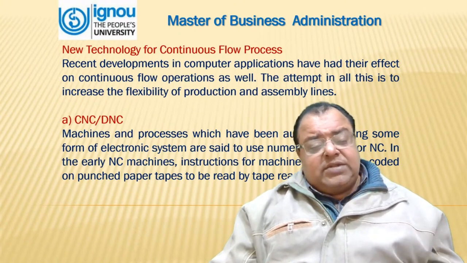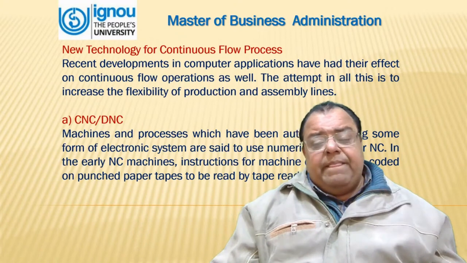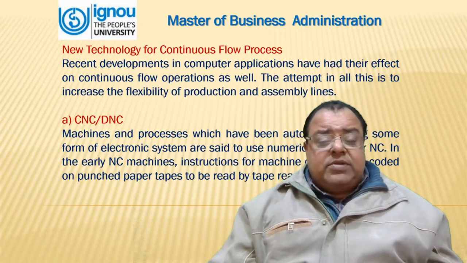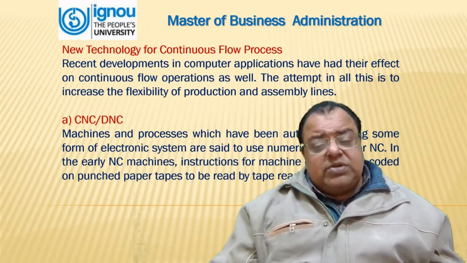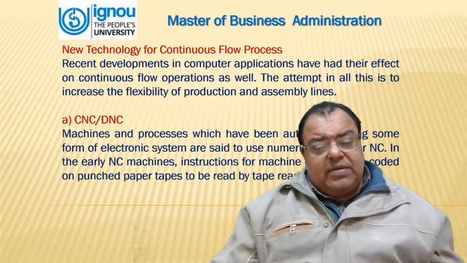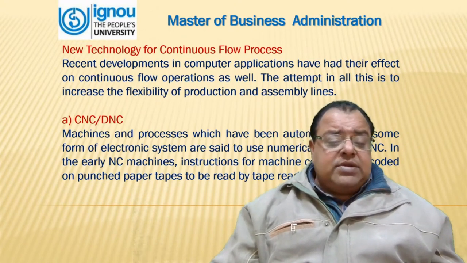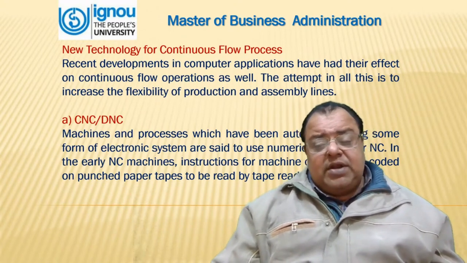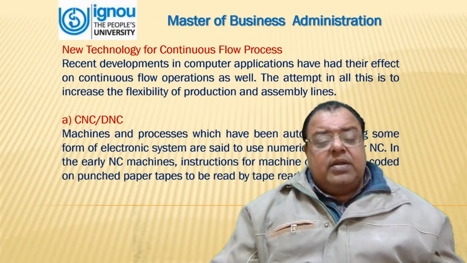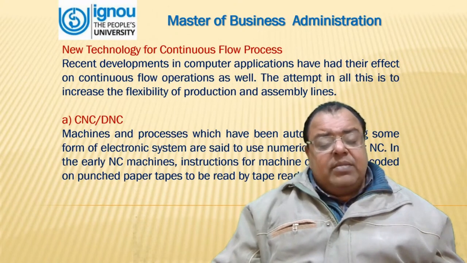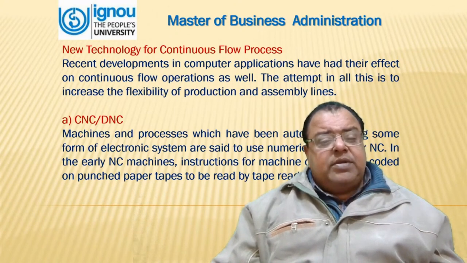The first thing is CNC or DNC. Machines and processes which have been automated using some form of electronic systems are said to use numeric control, or NC. In the early NC machines, instructions for machine control were coded on punched paper tapes so as to read them as per the requirement.